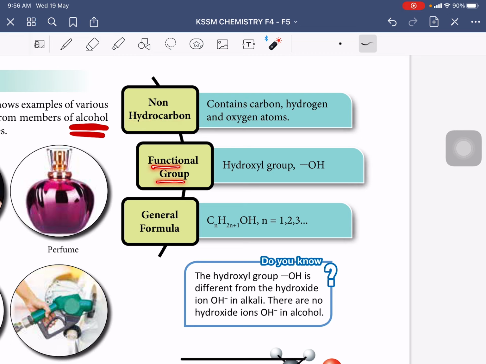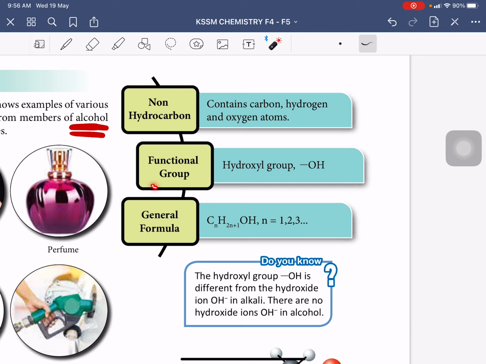So what is the functional group of alcohol? The functional group of alcohol is OH, the hydroxyl group. The hydroxyl group OH is different from the hydroxide ion. I told you before, there is another ion that you have learned. This one is called an anion, a negatively charged ion. This anion, which is called hydroxide ion, is not in alcohol. This is not the same. OH minus and hydroxyl tidak sama, not the same.